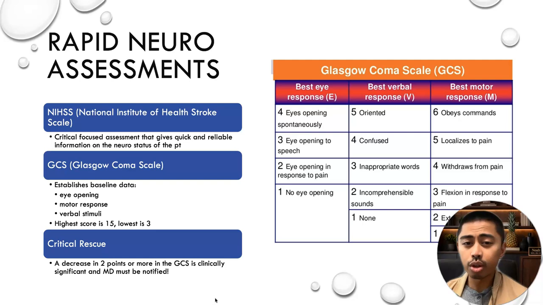Also remember that when you're trending your GCS scores, any kind of 2 points or more drop in the score is going to be a cause for concern. That might reflect any kind of worsening cerebral function and any kind of risk for secondary injury. So this needs to be escalated to the doctor quickly.